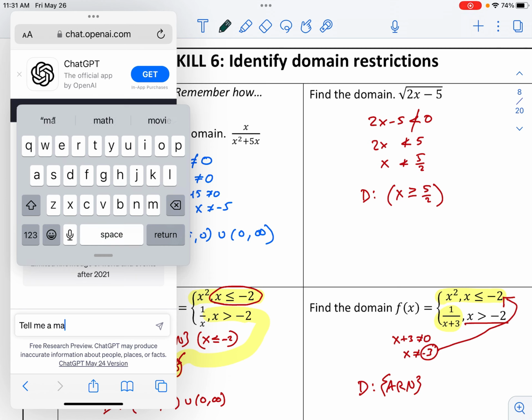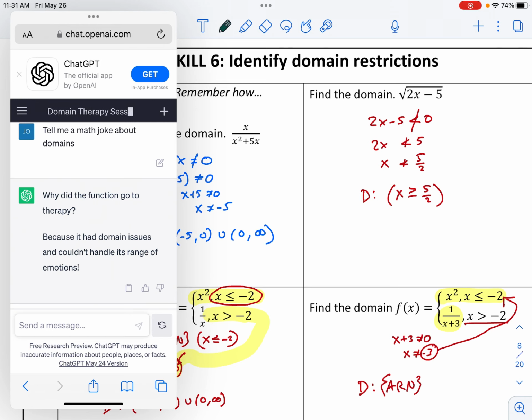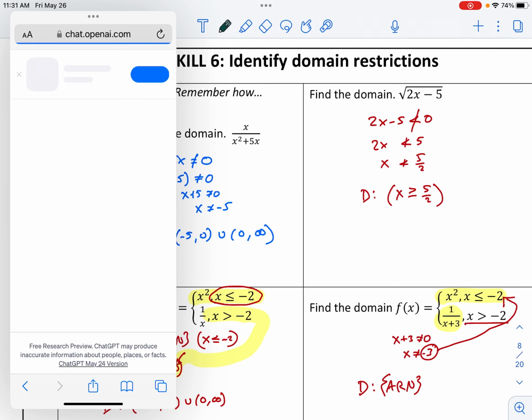So tell me a math joke about domains. I don't know how AI is going to handle this. Let's see what happens. Why did the function go to therapy? Because it had domain issues and couldn't handle its range of emotions. Okay, I can get behind that. That's one of the better AI math jokes I've seen in a little while.